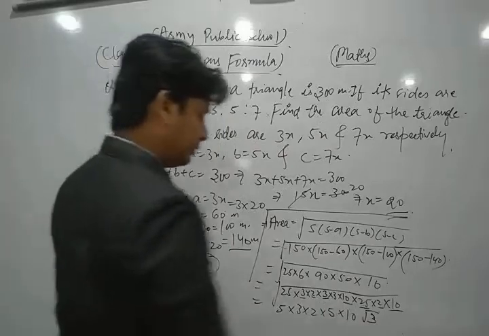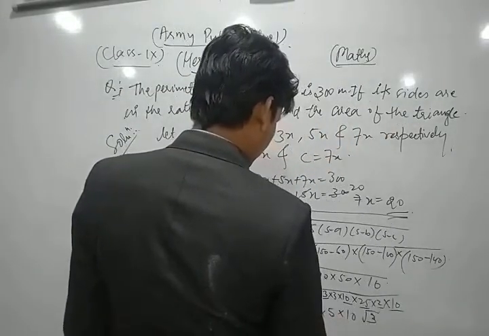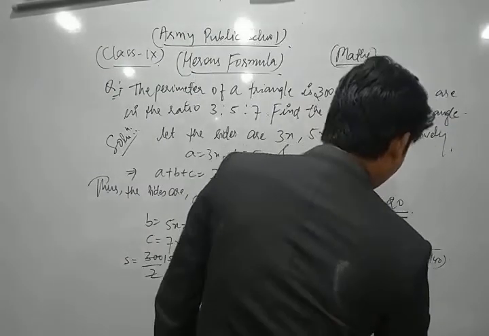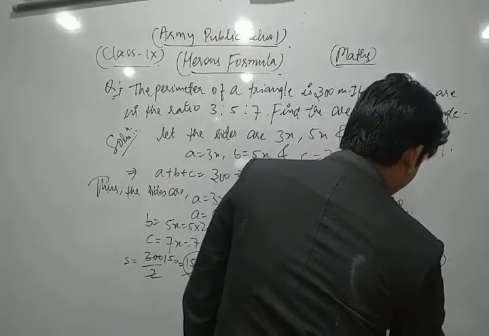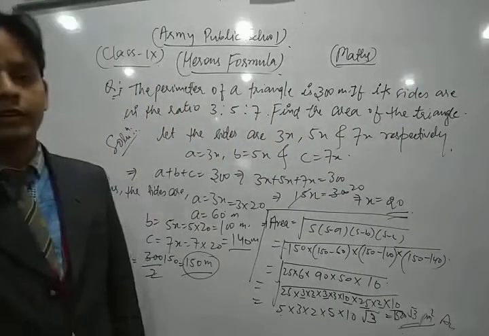Now multiplying them, we get 1500 under root 3. So the required solution is 1500 under root 3 centimeter, or sorry, meter square. This is the required solution of the given question.